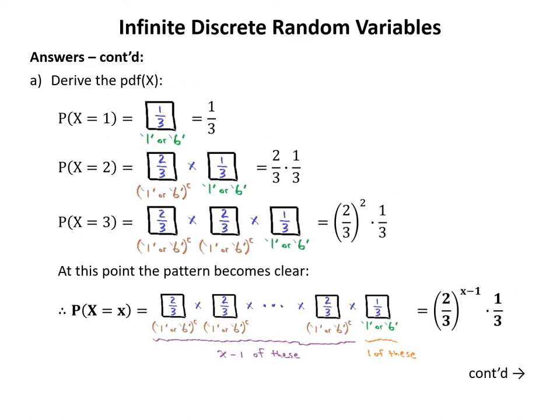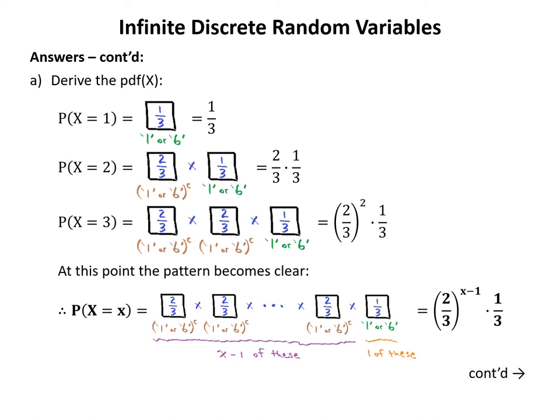So we start with the probability that x equals 1, and you can see we're using the boxes here. So the probability of x equaling 1 is simply the probability of getting a 1 or a 6 on one roll. And then we would stop then. So you can see there's just the one box with the probability of 1/3. So the answer is simply 1/3.